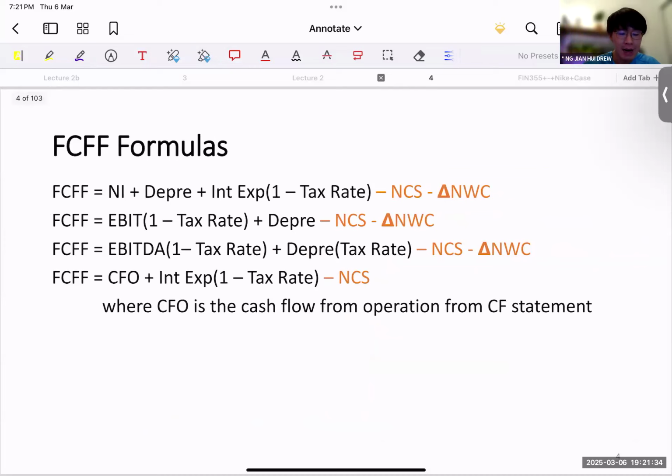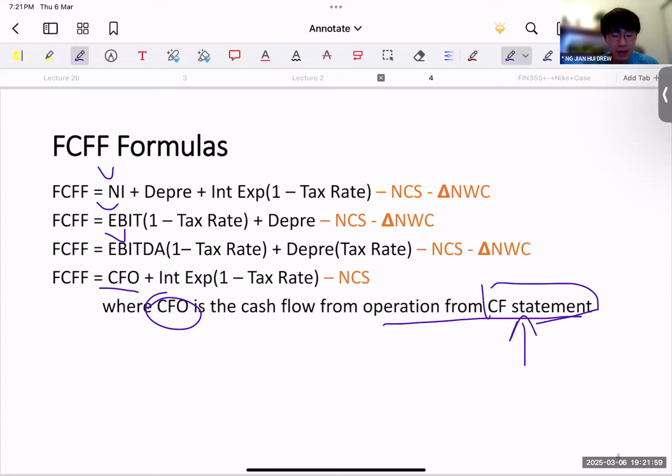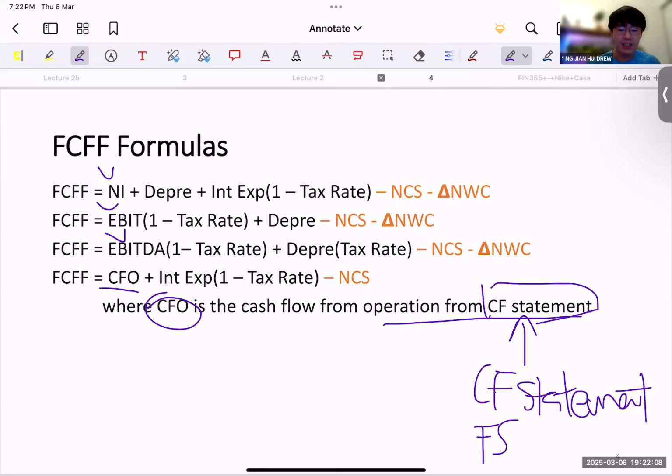So these formulas are a repeat of what we mentioned in lecture 2. These are important formulas. The FCFF can be derived from the net income. It can be derived from the EBIT or EBITDA. Or it can also be derived from your cash flow, where your CFO is the operating cash flow from the cash flow statement in your financial statement.